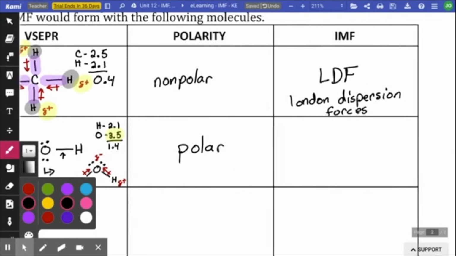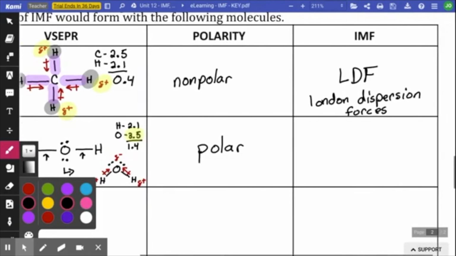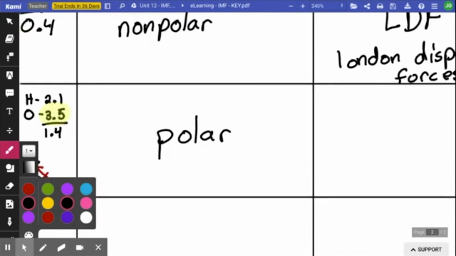So I need to figure out what type of LDF or intermolecular force is involved. Remember, LDFs are always involved, but a lot of times we're asked what's the strongest intermolecular force. So let's look back here. I know it's polar, so if it's polar, it's either going to be dipole-dipole or it's going to be a hydrogen bond. Well, I'm going to redraw this, so I'm trying to figure out what is going to be bonding with what.